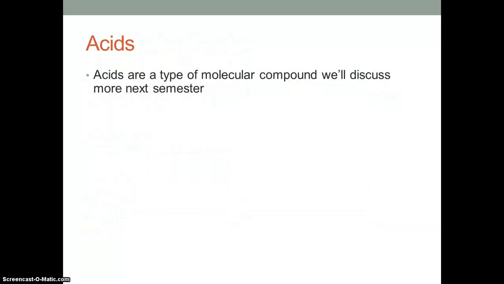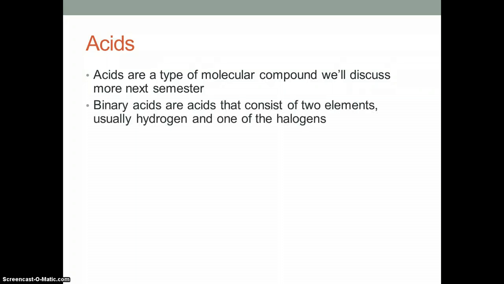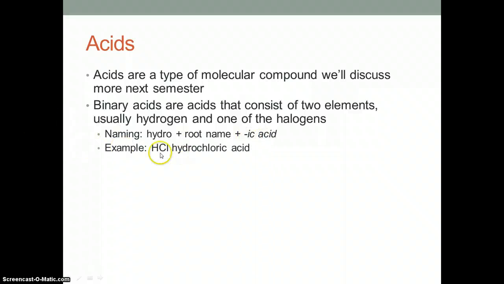Last, we have acids. So acids are a special type of molecular compound, and we're going to get more into them next semester, but I want you to get comfortable with their naming right now. We have two types of acids. So the first type is binary acids, and these are acids that consist of two elements, and it's going to typically be hydrogen and one of the halogens. For naming, we use hydro, which means from hydrogen, then the root name of the other element, and then we add ic acid.